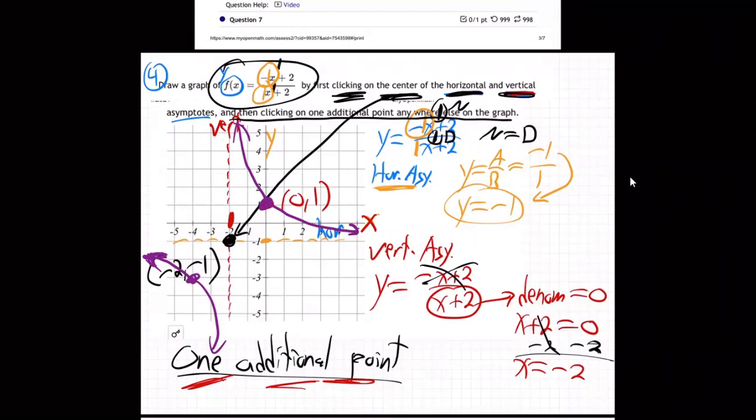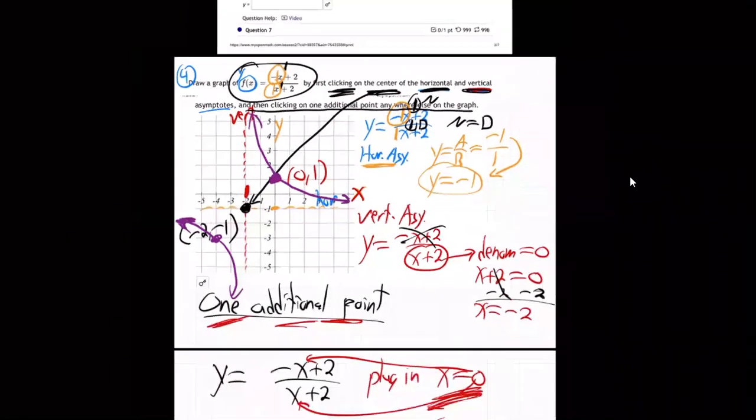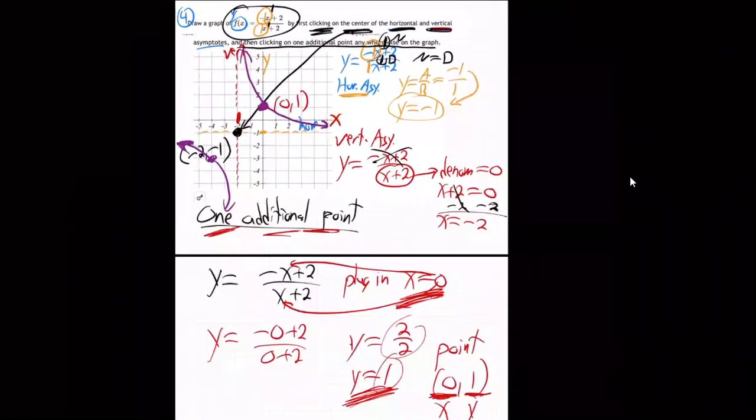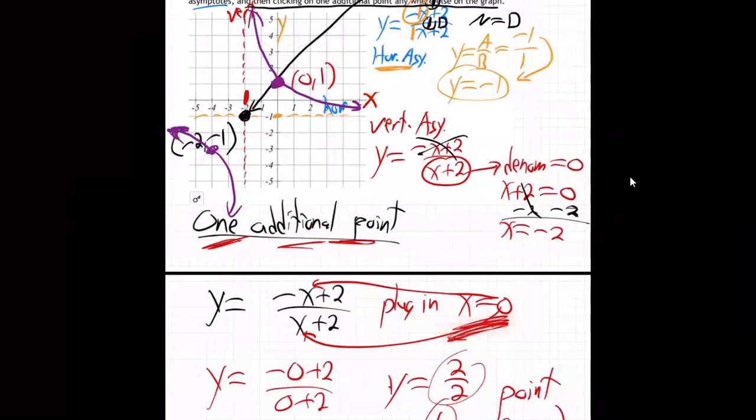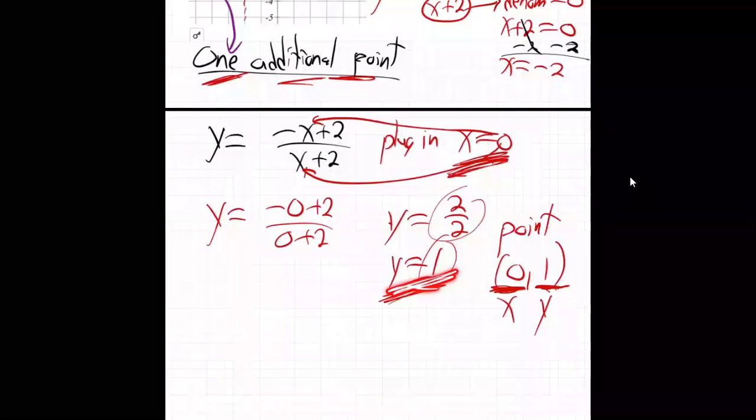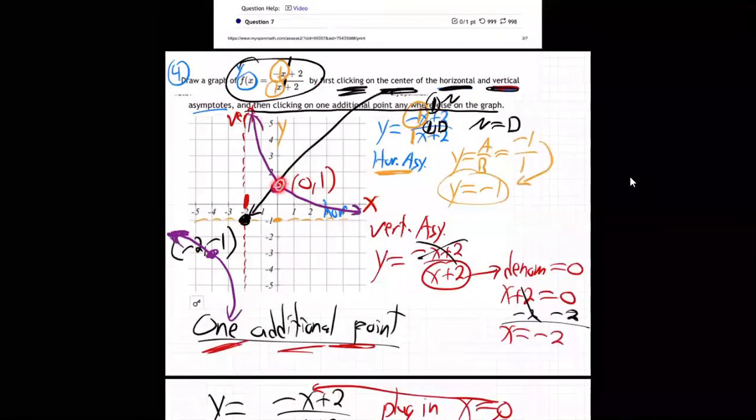So all you have to do is first click on the center of the two asymptote lines. I found that by finding the horizontal and vertical asymptote lines right here and here. And then one additional point. And I found my additional point by just plugging in anything. I plugged in x equals 0 because I thought that'd be easy, into the original equation, solved for y. y came out 1, so 0, 1. So I just clicked on 0, 1. So first click on the center, then click on 0, 1, and boom, it makes the graph for you with the two branches fitting the graph. There we go.